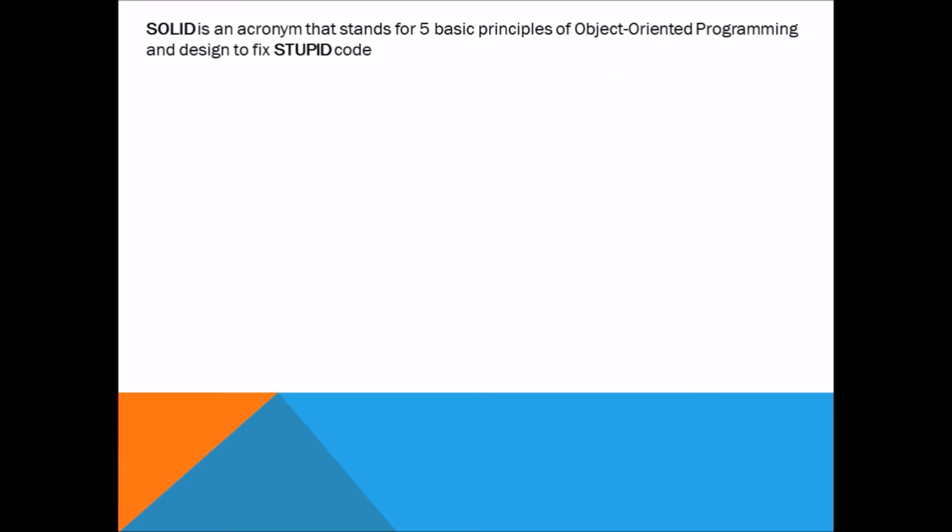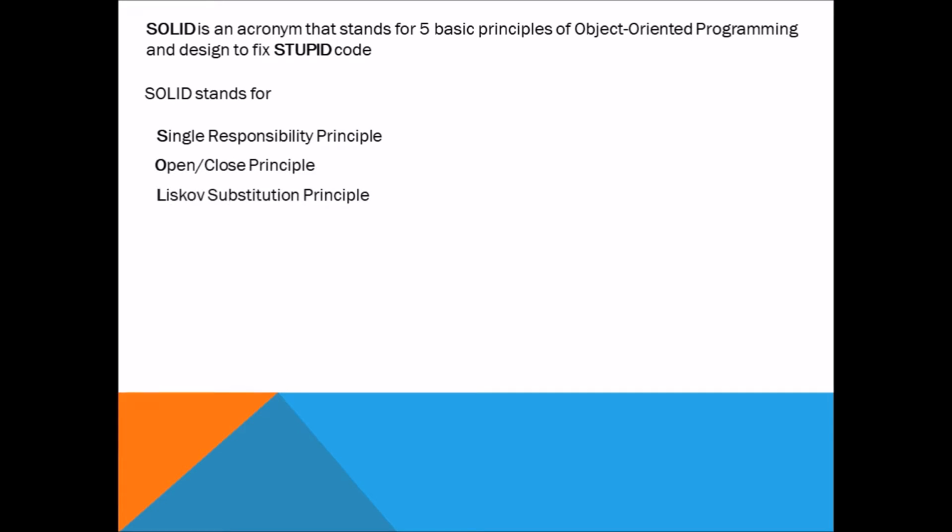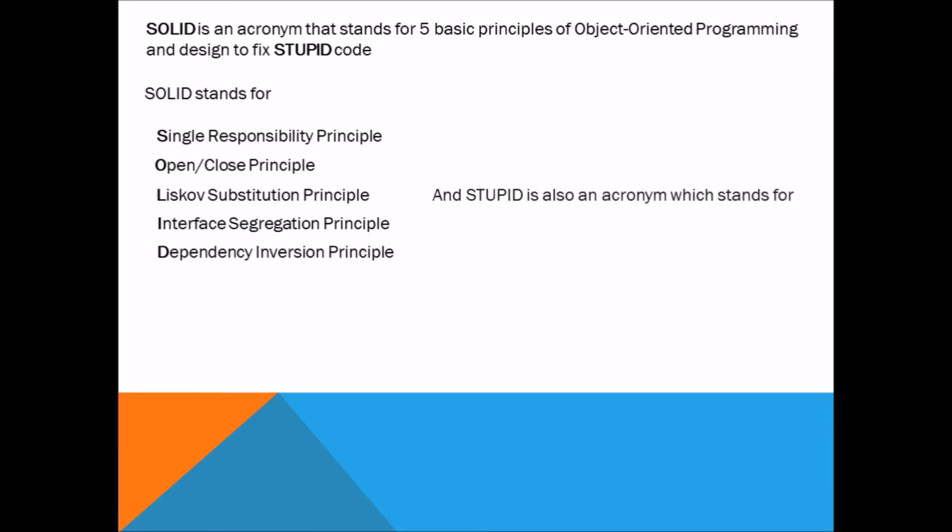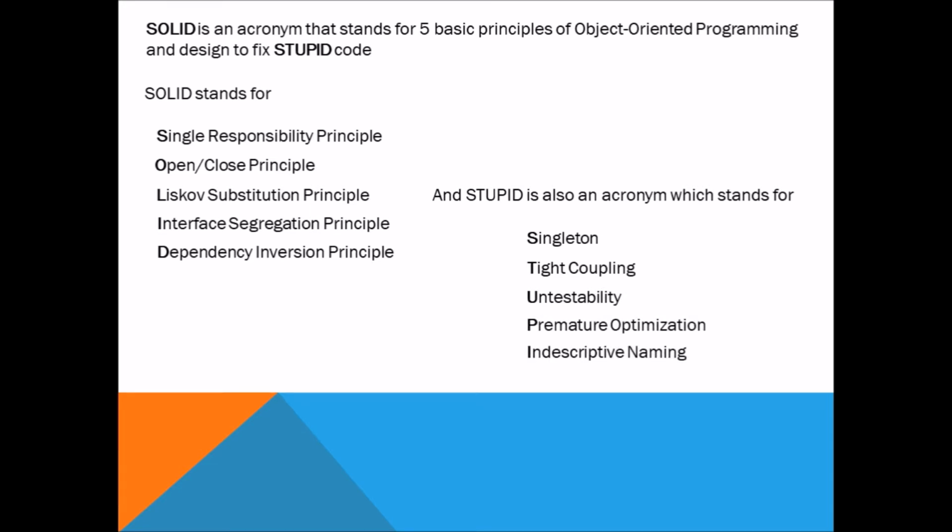SOLID is an acronym that stands for 5 basic principles of object-oriented programming, designed to fix STUPID code. SOLID stands for Single Responsibility Principle, Open-Closed Principle, Liskov Substitution Principle, Interface Segregation Principle, and Dependency Inversion Principle. And STUPID is also an acronym which stands for Singleton, Tight Coupling, Untestability, Premature Optimization, Indescriptive Naming, and Duplication. We'll see STUPID in some other video. Today we are going to talk only about SOLID principles.